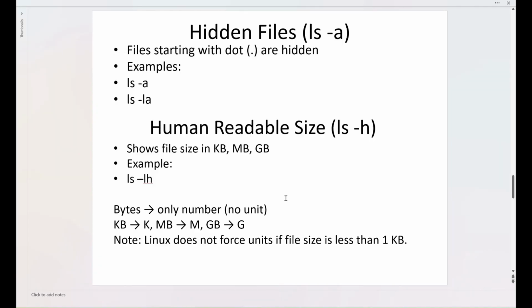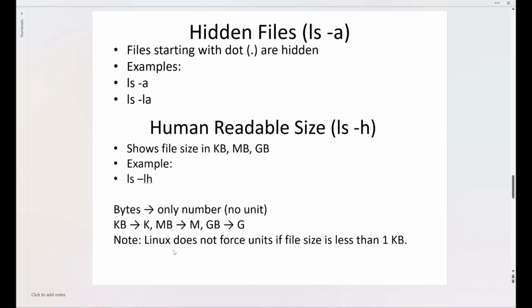The next option is human readable size, represented by -h. As we know, file sizes or folder sizes are represented in bytes by default. To show file size in a human readable format, we use the -h option. K means KB, M means MB, and G means GB. If there is no symbol, the file size is represented in bytes only.